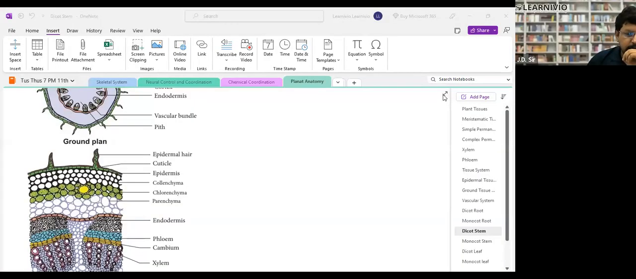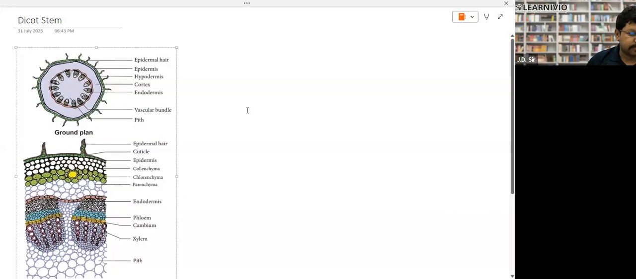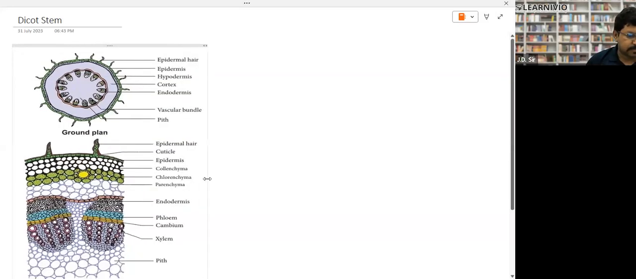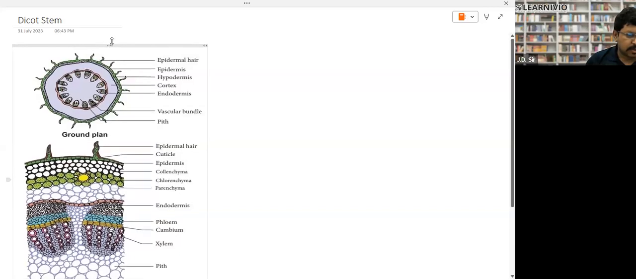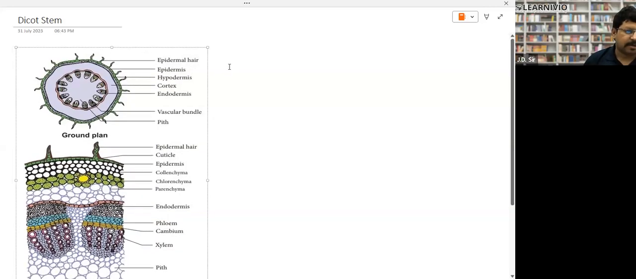Yes, Martin, are you saying something? No, this is the dicot stem, right? This is the diagram of the dicot stem. The outermost layer has epidermal hair. Epidermis is there, hypodermis is there, then cortex, then endodermis. Inside the endodermis are the vascular bundles, and the vascular bundles are collateral over here.